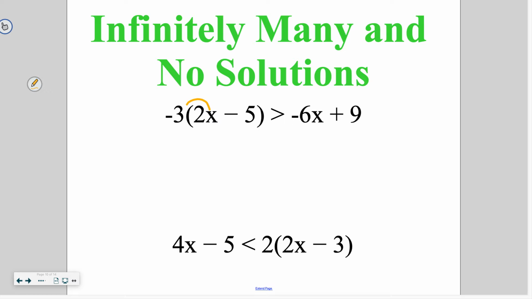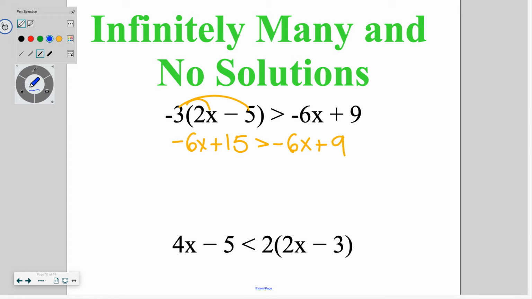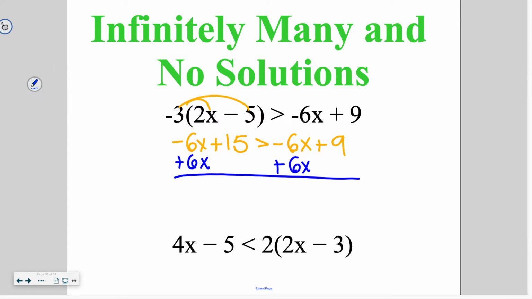So if I do my distributive property here, I end up with negative 6x, and negative 3 times negative 5 is positive 15, is greater than negative 6 plus 9. Once again, I want to start by combining my variables. So I'm going to add 6x to both sides of this. When I do that, both of my variables cancel out. So I'm left with 15 is greater than 9.